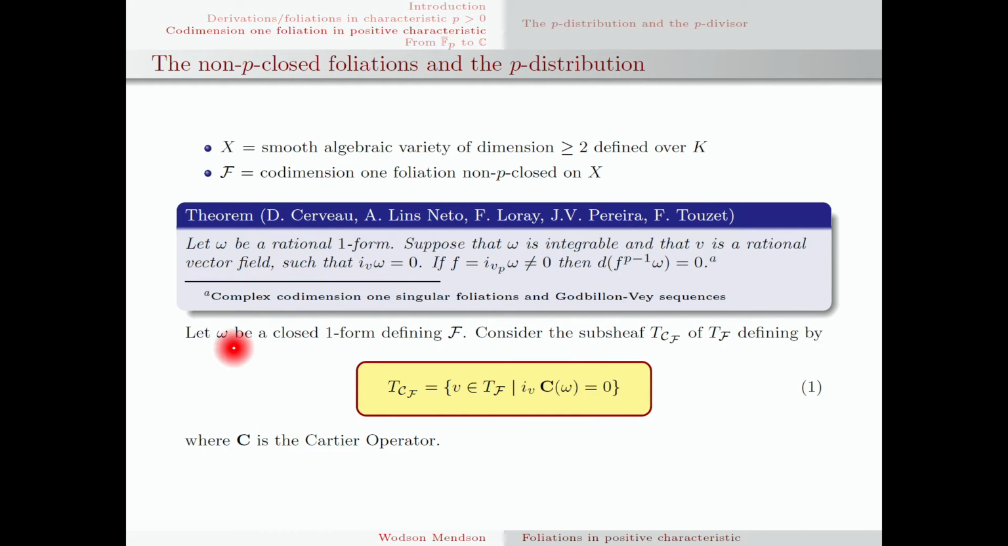So you take ω, the closed one-form defining the foliation, which exists by this result, and consider the subsheaf of the tangent sheaf defined in this way. We are looking for the vector field tangent to the foliation that is tangent to the Cartier operator of this one-form.